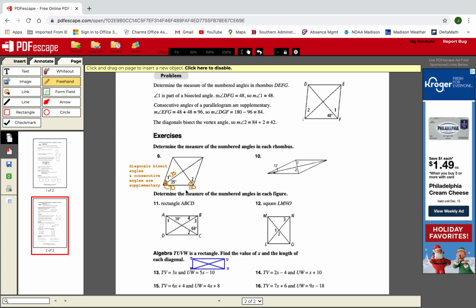Okay, 110 and 70 are supplementary, that add up to 180. So if this whole thing is 110, then angle 2 is going to be half of that, because the diagonals bisect the angles, which means half of 110 is 55. So this angle will be 55, which means that angle 2 is also 55 degrees.